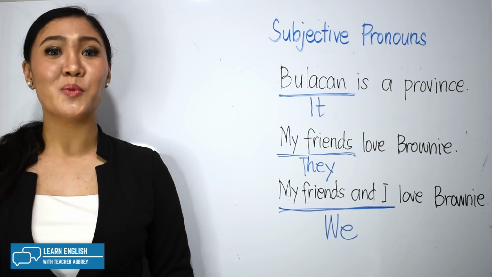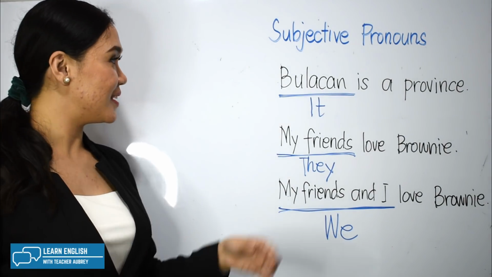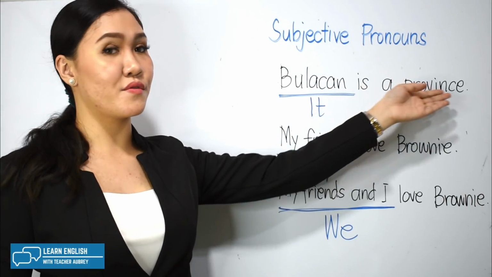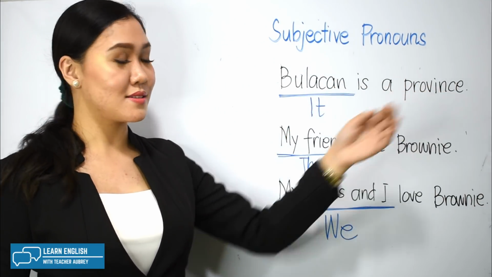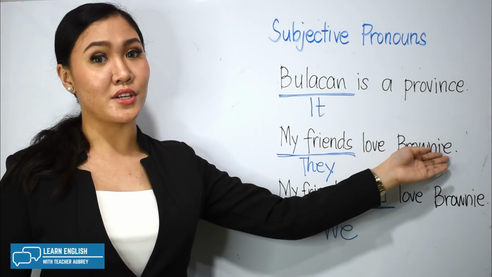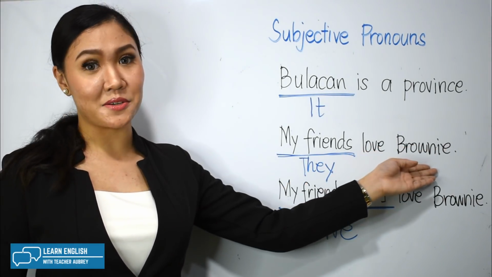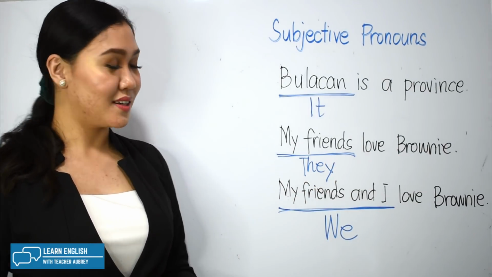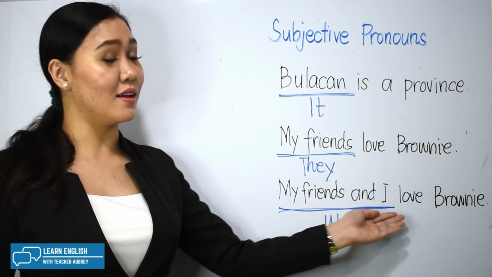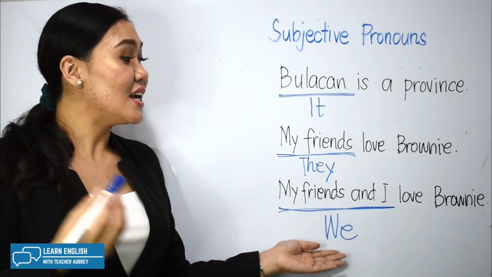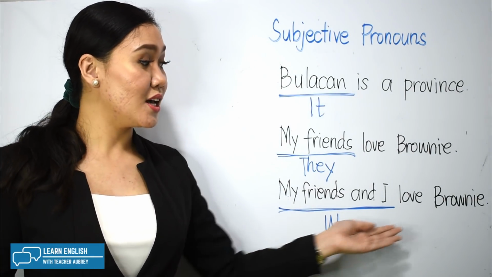Once again, let us read them one by one. Repeat after me. Bulacan is a province. It becomes it is a province. My friends love Brownie. It becomes they love Brownie. For the last one, we have my friends and I love Brownie. It now becomes we love Brownie. And that is our basic English grammar course lesson for today.